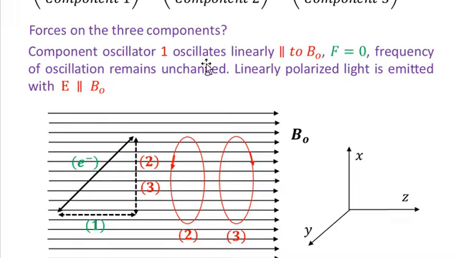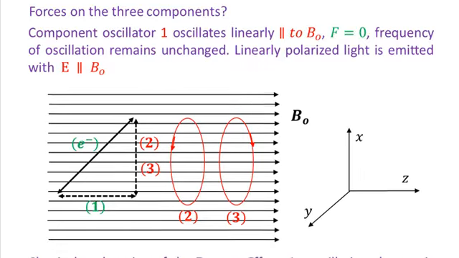So the component oscillator 1 oscillates linearly with its electric field parallel to B naught and will be subjected to zero magnetic force. Now the frequency of oscillation remains unchanged. When there is no force on that component, the force will not change. Since the force is zero, no modifications will be done to that component. So that component will remain unchanged, and the linearly polarized light is emitted with electric field parallel to B naught.